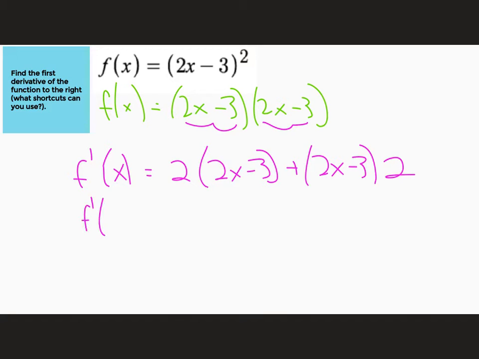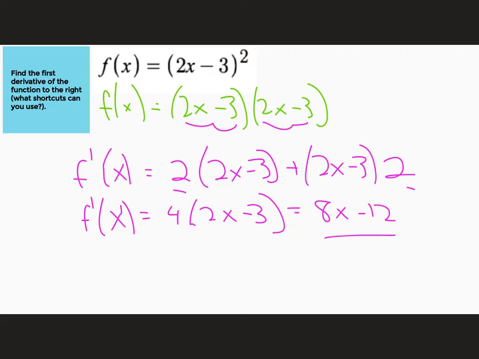So that's, let's see, 2 plus 2 is 4, 2x minus 3, which if I distribute, if I want to, that's 8x minus 12. That's not what I thought it was going to be. If I just brought the 2 down and wrote 2 times 2x minus 3 to the 1, that would have been very different. Let's investigate.